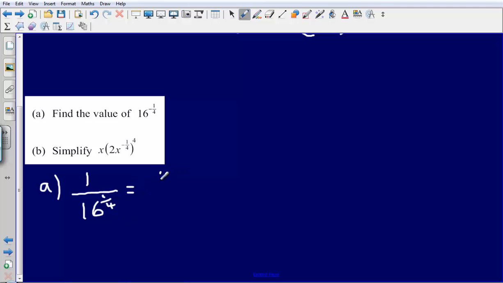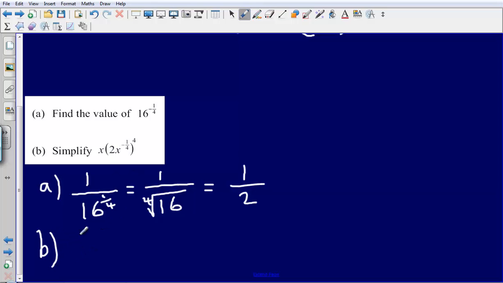Now this we can say is exactly the same as 1 over the quartic root of 16. Now the quartic root of 16, what could be multiplied by itself, then by itself again, and by itself again to reach 16? That is simply going to be 2. So my answer there would be 1/2. Part B is the more interesting part.